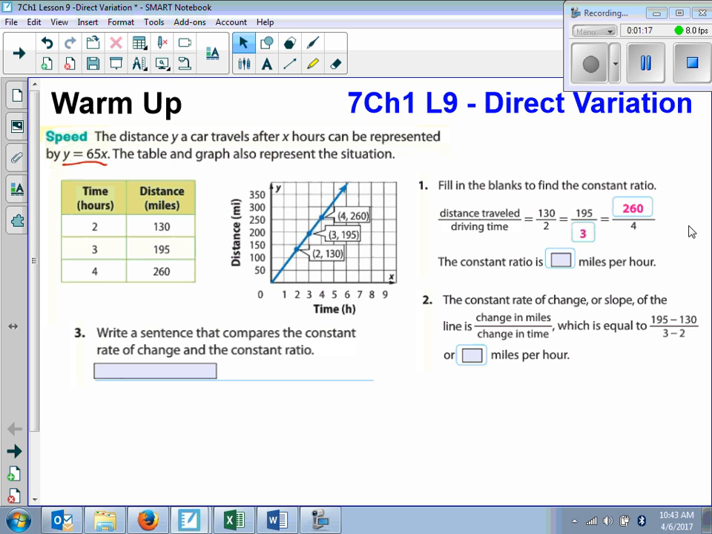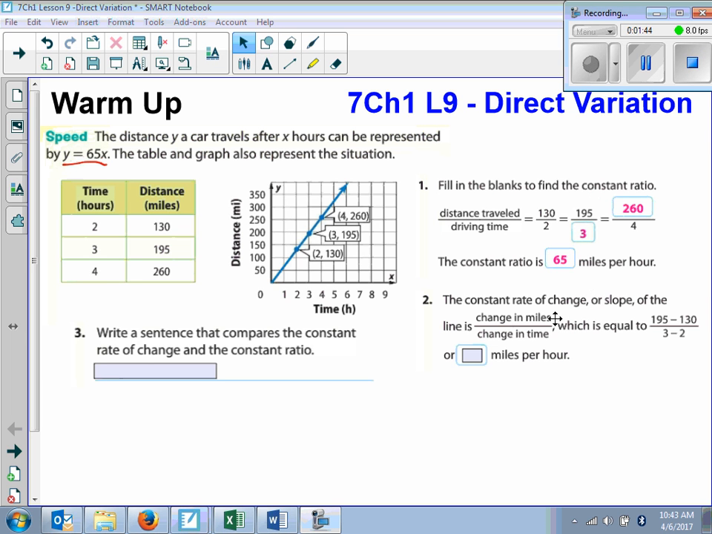Now if I simplify all of those to a unit rate, what would I get? We would get 65 over 1 for each one if we simplified those to unit rates. So that means that the constant ratio is 65 over 1, which represents 65 miles over 1 hour. So that's 65 miles per hour.